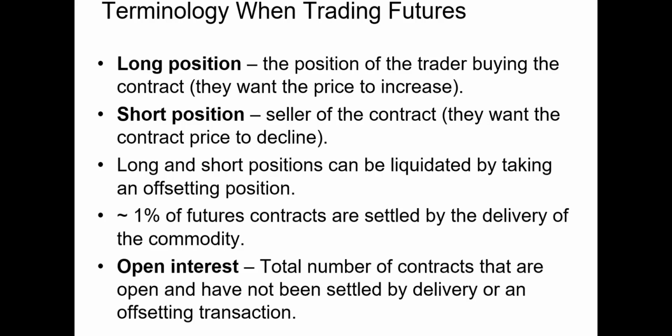Each of these positions can be liquidated by taking an offsetting position in the same contract. For example, if I have the long position on a contract for delivery of 5,000 bushels of corn in March of 2021, I can liquidate it by taking a corresponding short position. The two contracts cancel each other out. This technique is so common that only about 1% of futures contracts are actually settled by the delivery of the underlying commodity. Another term you should be familiar with is open interest.